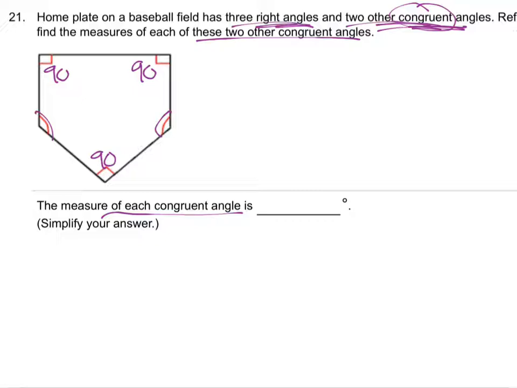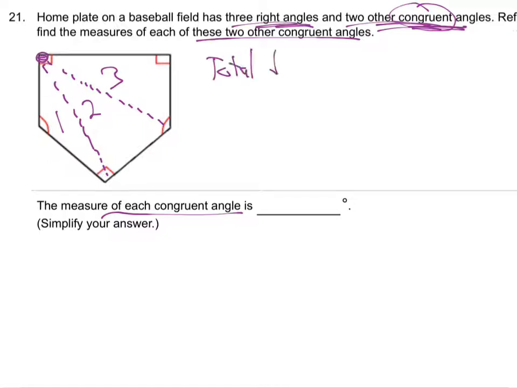Well, what do we know about pentagons or any regular polygon? We can break them into triangles, right? We can just take any point on the edge. Don't start in the middle like that. Take any point on the edge, like say this, and break it into triangles like that. So we have 1, 2, 3 triangles. So the total degrees must be 3 times 180, which is what, 540? So there's 540 total degrees in there.